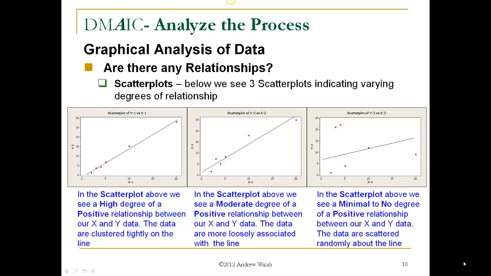Now Minitab will draw a line through any sets of data you present to it, and it's up to us to decide whether that line is legitimate to accept or not, and we'll see how to do that when we get to residuals analysis.